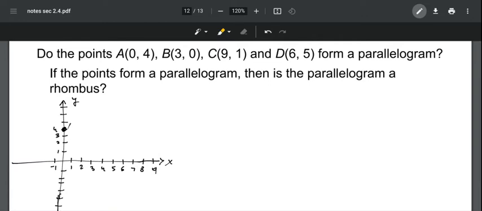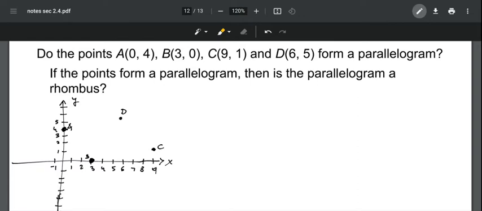Right here, this is point A. Point B, 3, 0. Point C, 9, 1. So this is B. This is C. And point D, 6, 5. This is D.